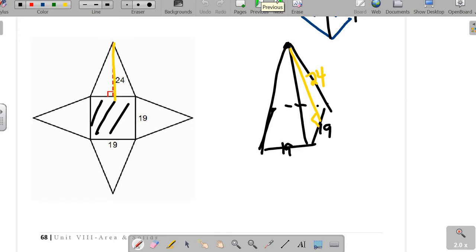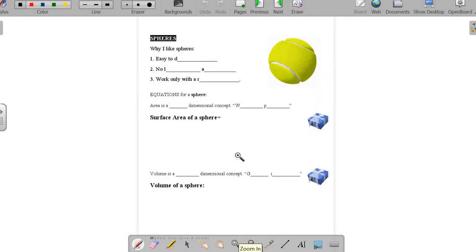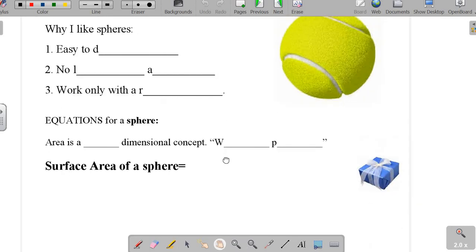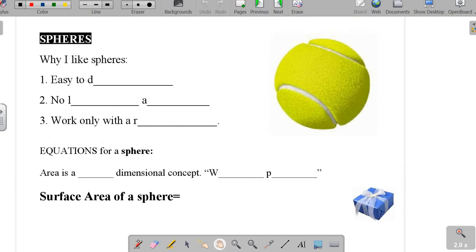Surface area is like wrapping paper. Our very last solid that we're going to deal with is a sphere. I love spheres. 3 reasons why I love spheres.